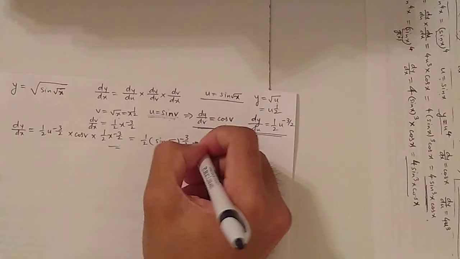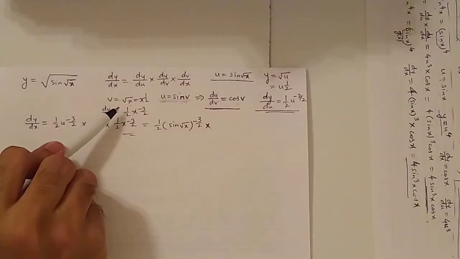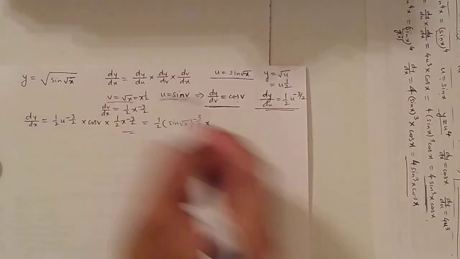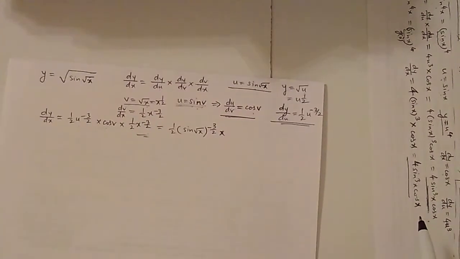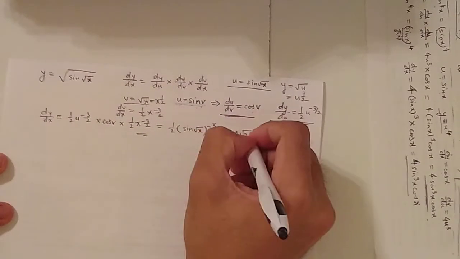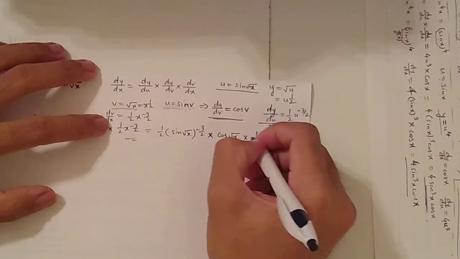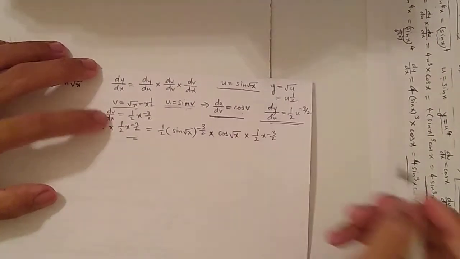Okay, the first part is done. Second part is cos v. v needs to be removed. v is equal to root x. We know we had made this substitution earlier. So v is equal to root x. So simply substitute, get cos of root x. And finally we have got half x raised to minus 3 by 2. That part is the same.